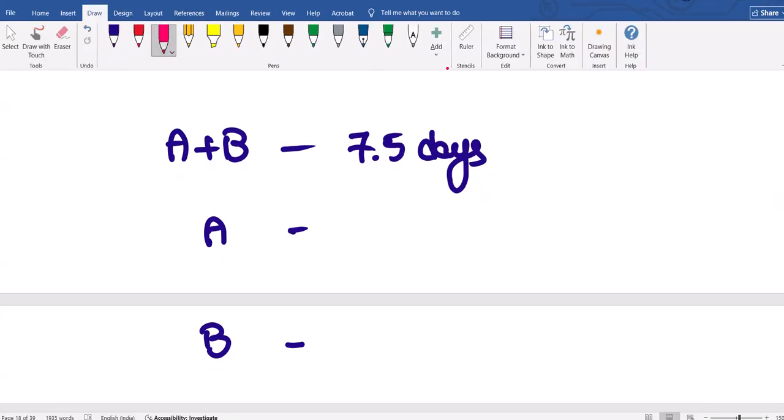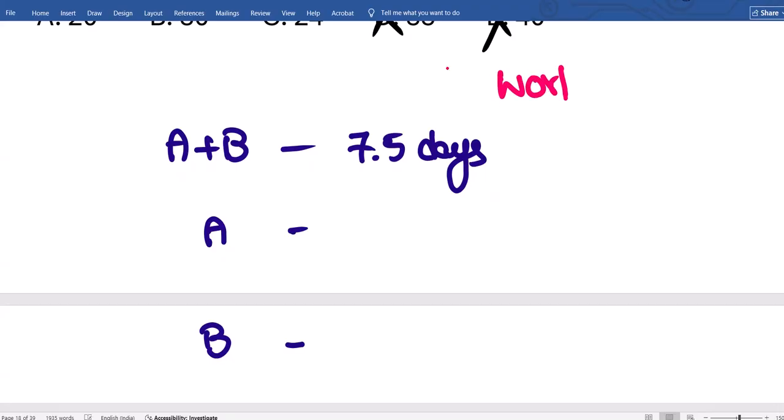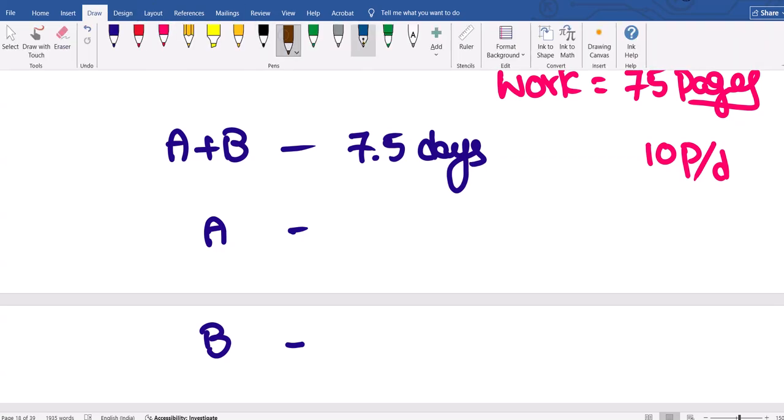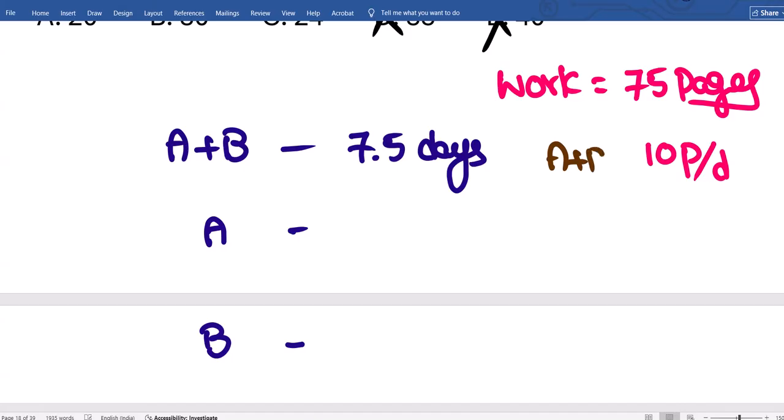Listen. We are deciding work. Work is not given. Take some number. Let us say work equal to 75 pages. I'm assuming some value, 75 pages. Then this is 10 pages per day. This 10 is regarding which person? A and B together 10, right? Work is not given, I am assuming I have to type 75 pages. That is my assumption. A plus B, 10 days.